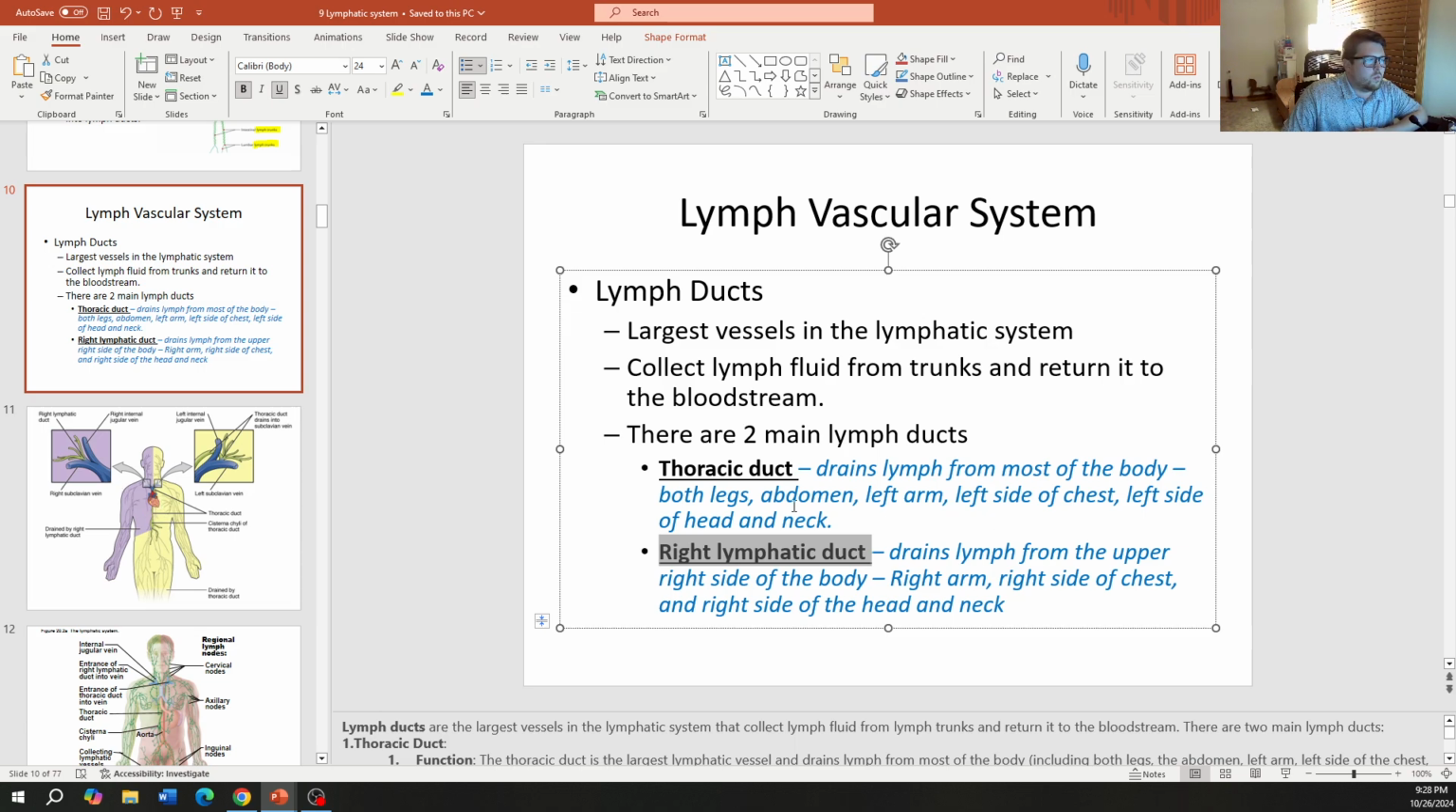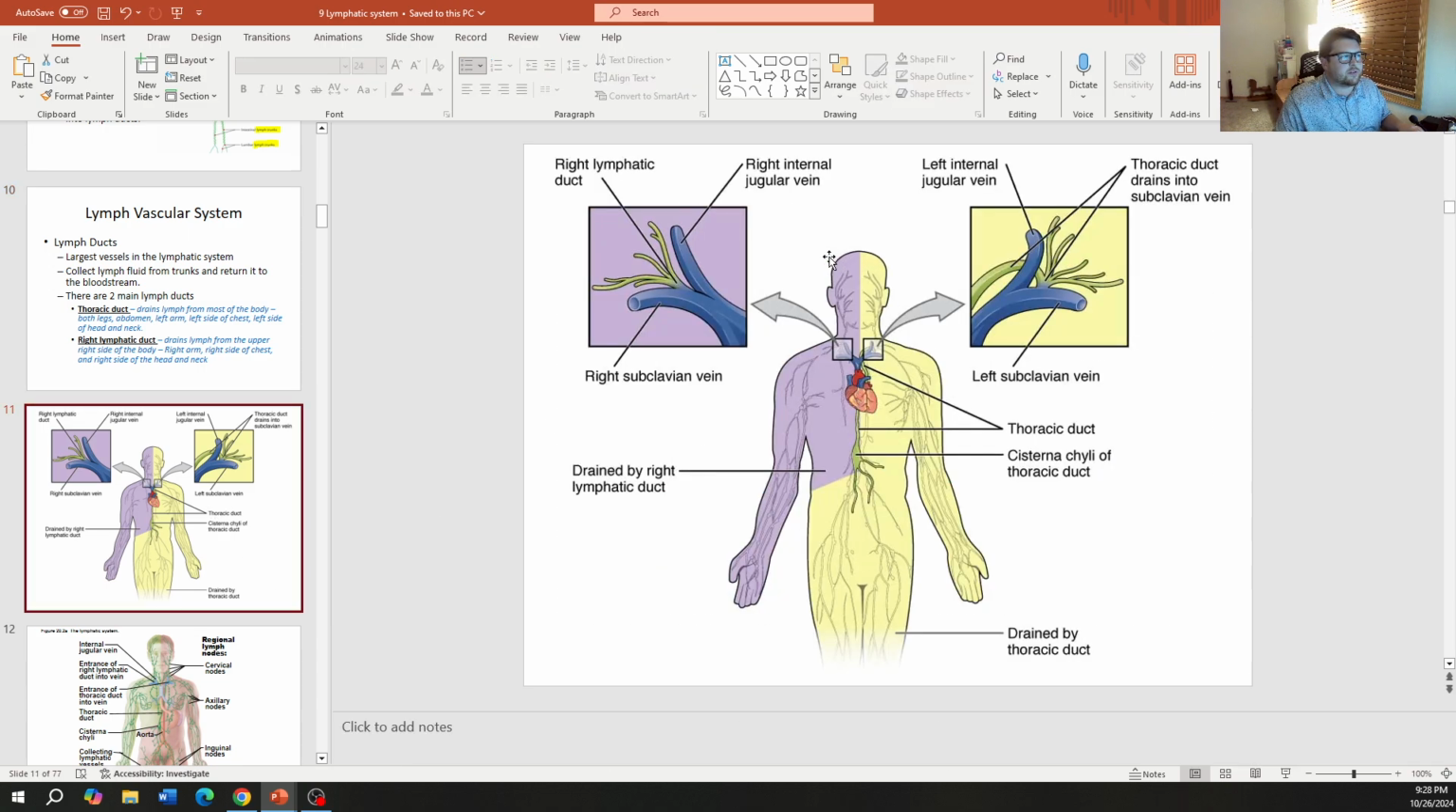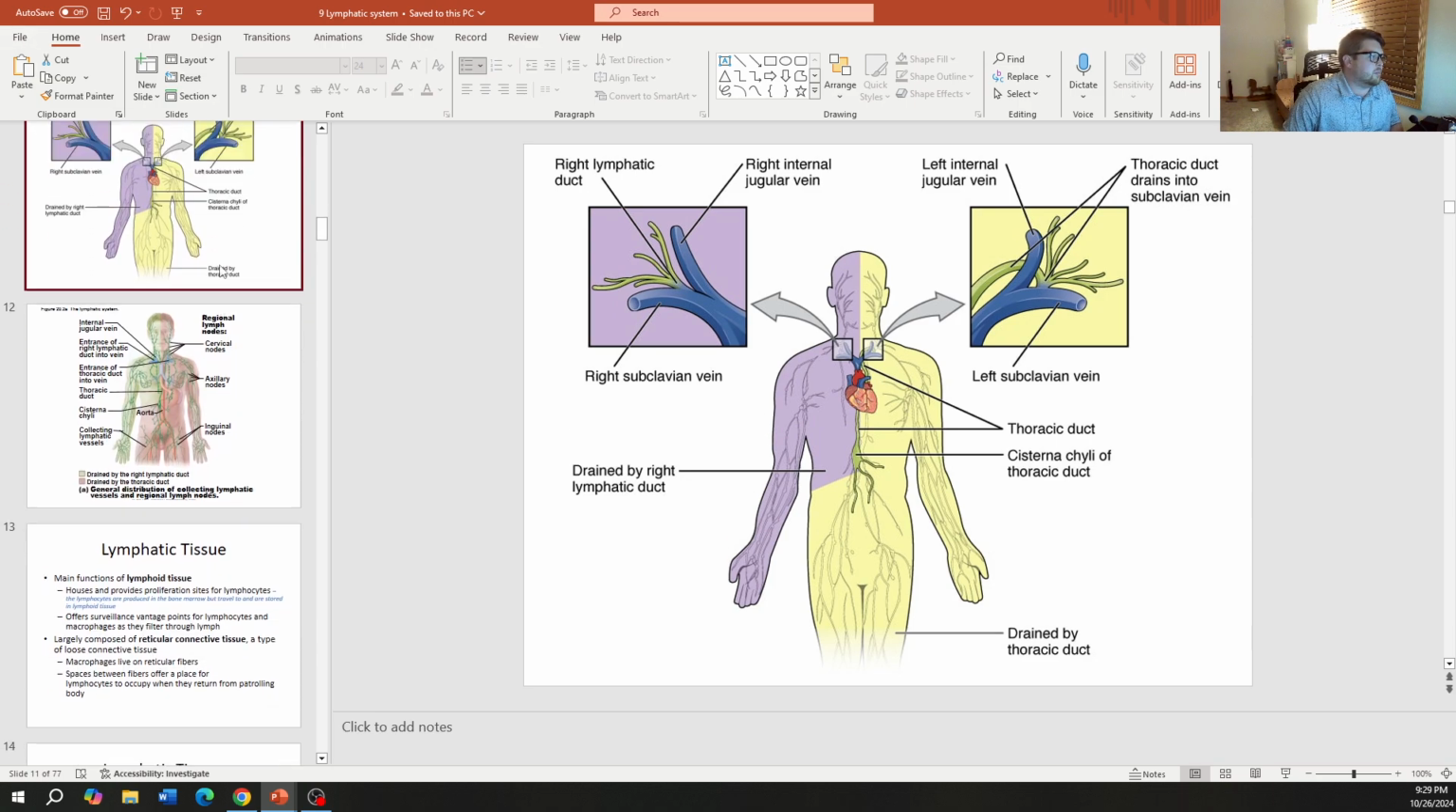We also want to remember what each of these drains. So the thoracic duct is our workhorse duct. It's basically all of the body except for the right arm, the right side of the chest, and the right side of the head and the neck. So literally you can look at this graph. Here's the right lymphatic duct. This is the thoracic duct, what's drained. So you can look at this and tell, basically the right side of the head, the right arm, the right chest, right here is the right lymphatic duct, and everything else is the thoracic duct. So the thoracic duct really pulls a lot of weight.